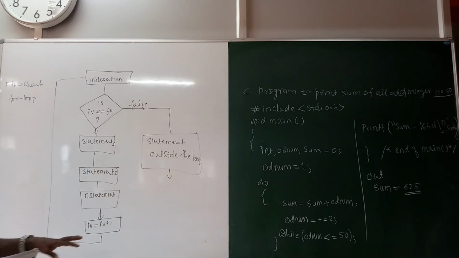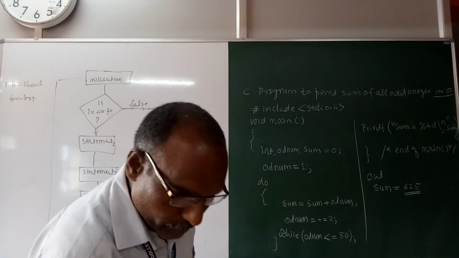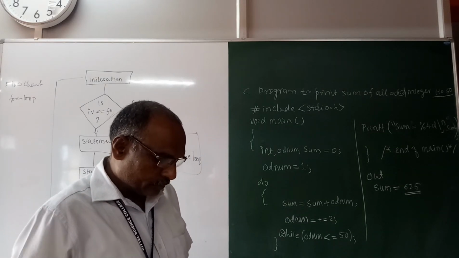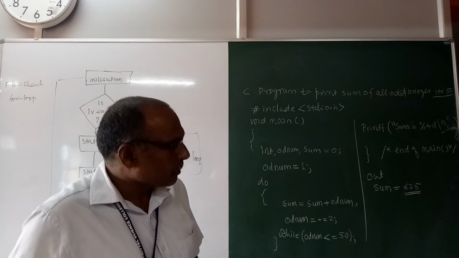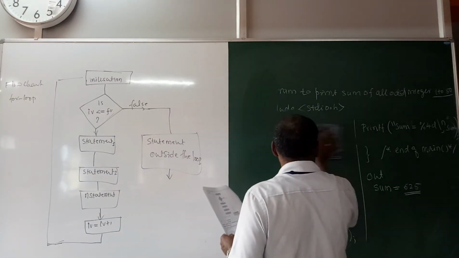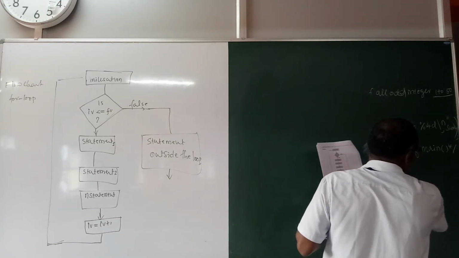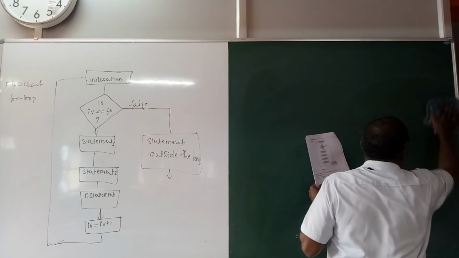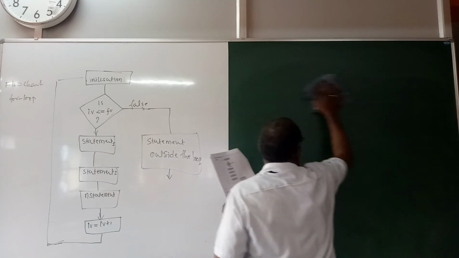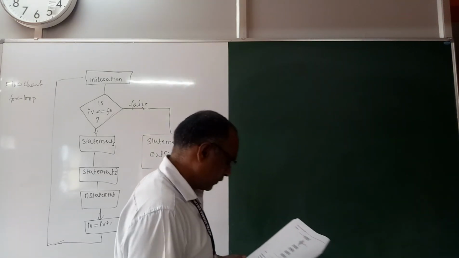We have written the syntax, we have written its flowchart. Let's take one program on this. We'll write a program to print the sum of first 50 natural numbers. We know the natural numbers, and we'll get the sum using this program.